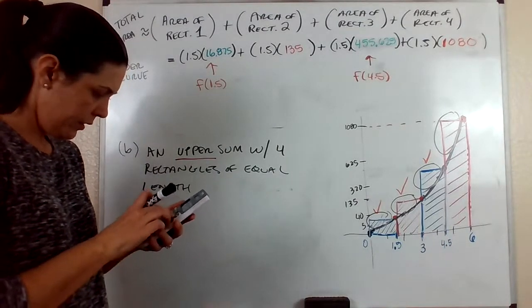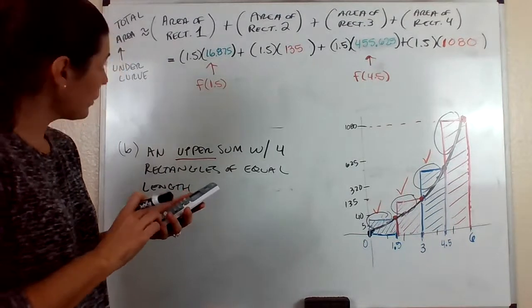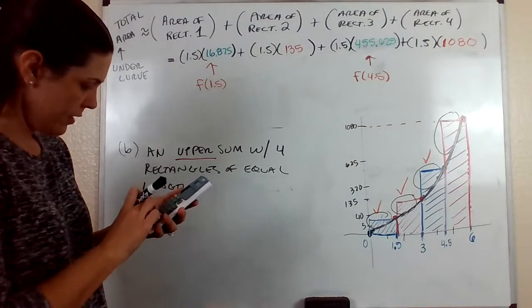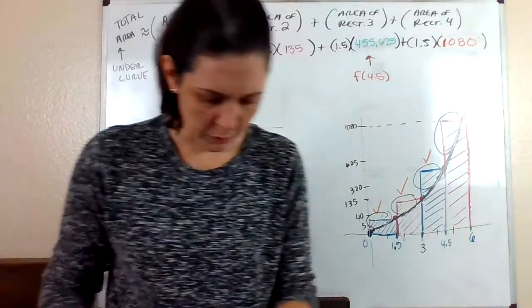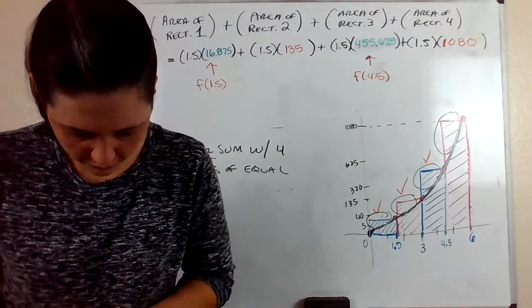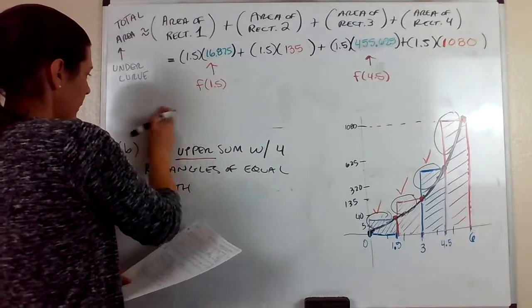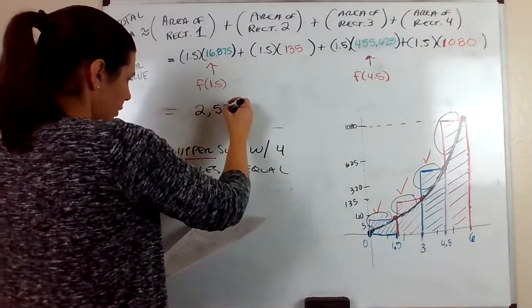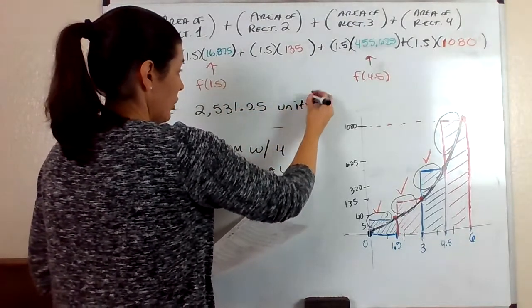1.5. Okay, let's see. 1.5 plus 16.875. Actually, I think I already did this, just to save you some time from watching me on my calculator. Yeah, here's what I got using this one. So this was 2,531.25 square units. So way higher.